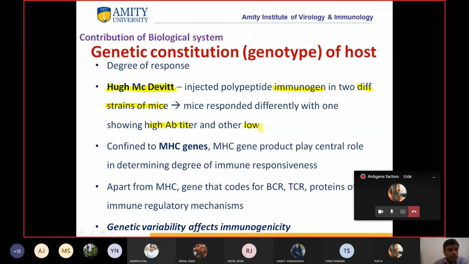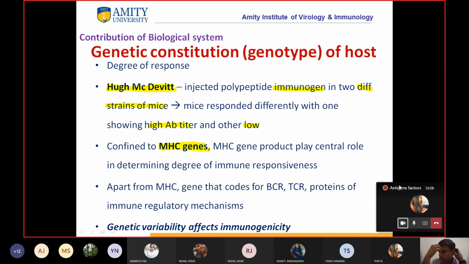So McDevitt suggested that the reason is confined to MHC genes. The MHC gene products play a central role in determining the degree of immune responsiveness. You can understand the role of MHC: presenting the antigen. So in some mice with some kind of genotype, they are able to present more antigen or the appropriate antigen, while another may not. So MHC is playing a very important role in the degree of immune response that is generated.